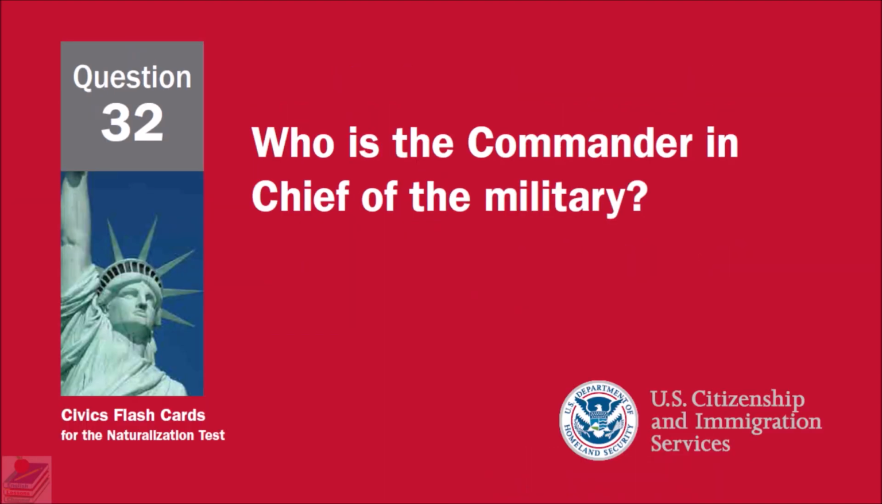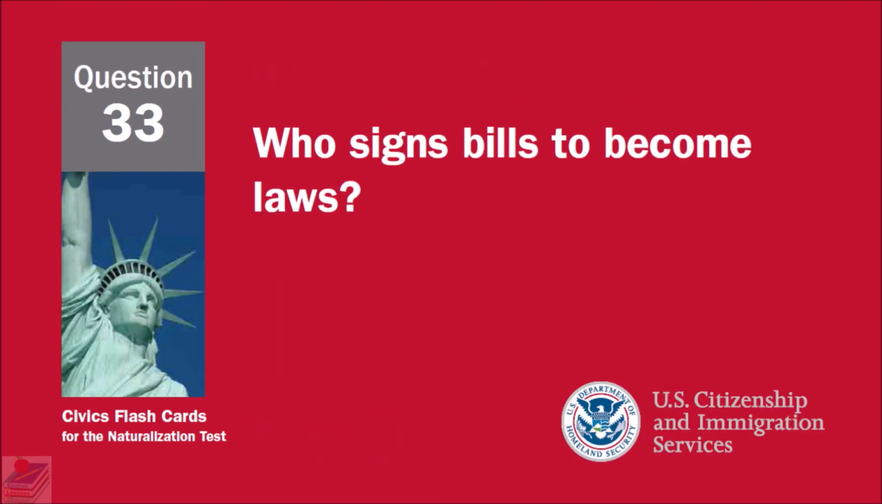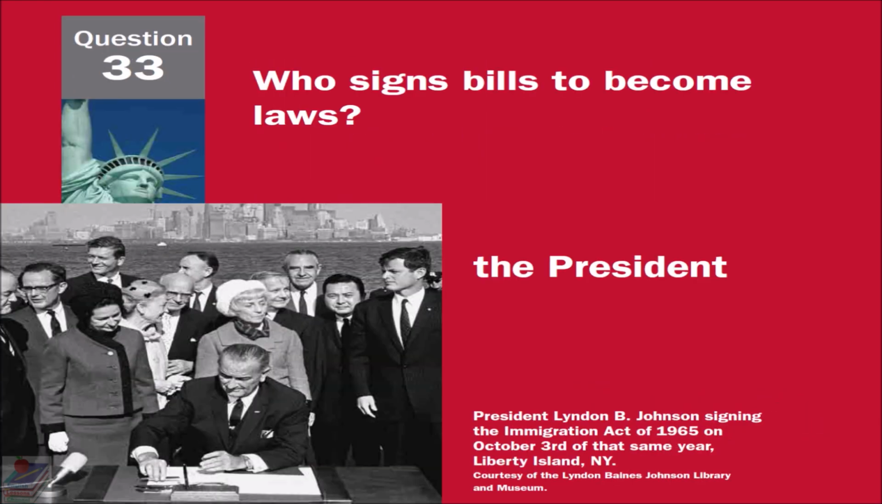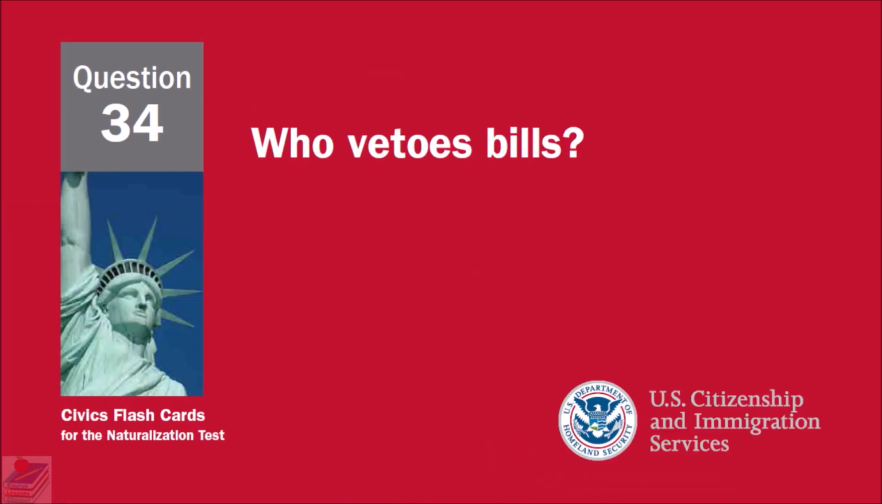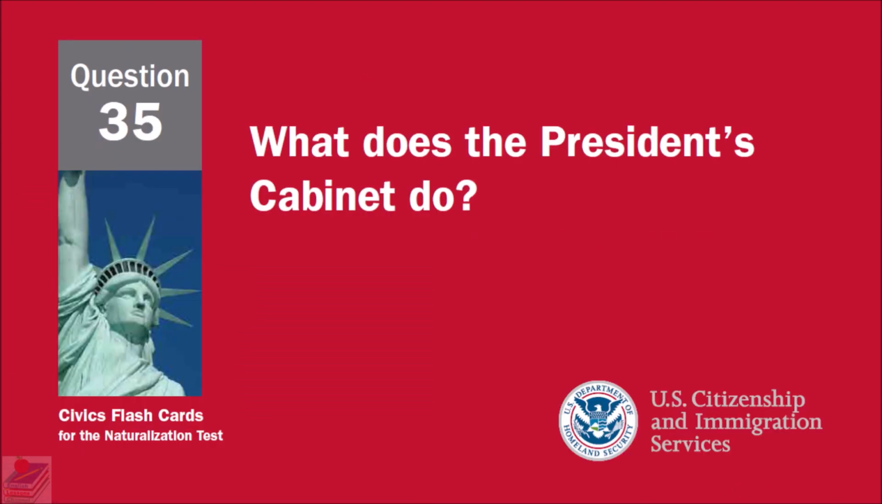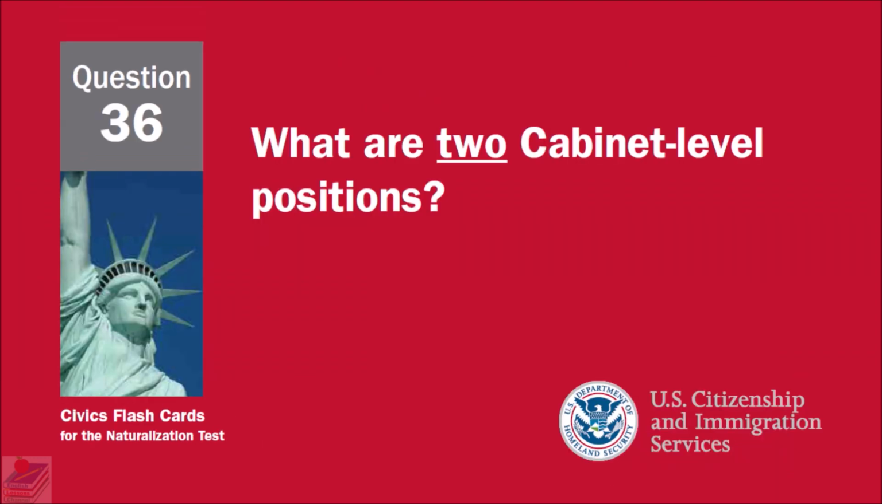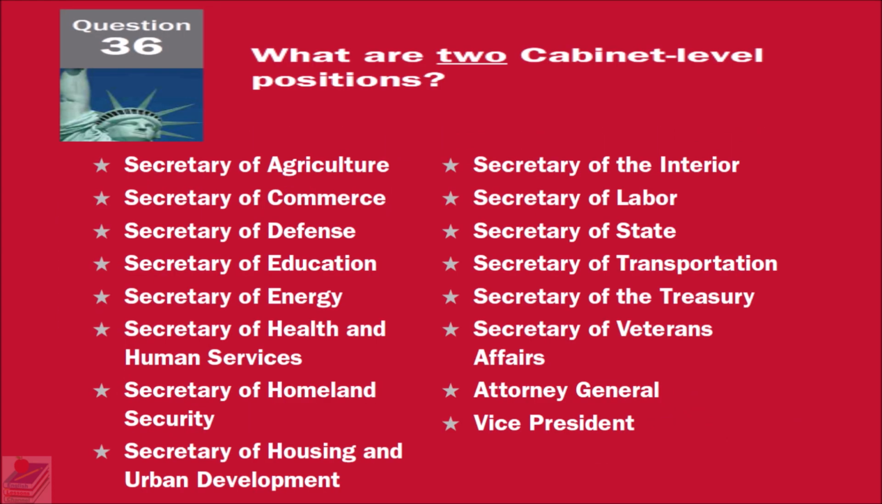Who is the commander-in-chief of the military? The president. Who signs bills to become laws? The president. Who vetoes bills? The president. What does the president's cabinet do? Advises the president. What are two cabinet-level positions? Secretary of Agriculture, Secretary of Commerce.